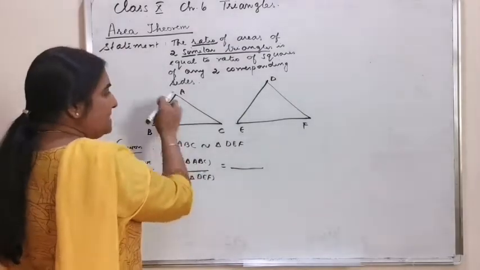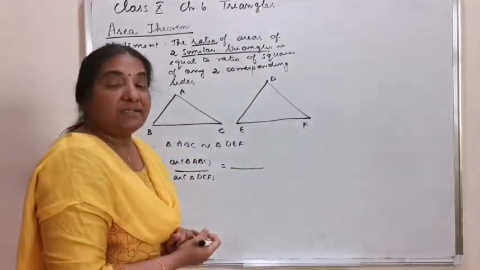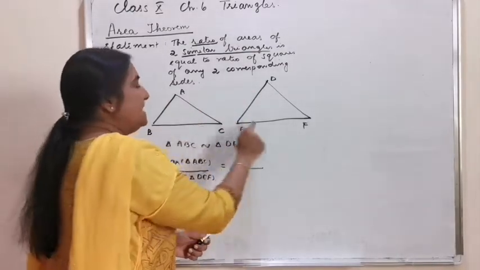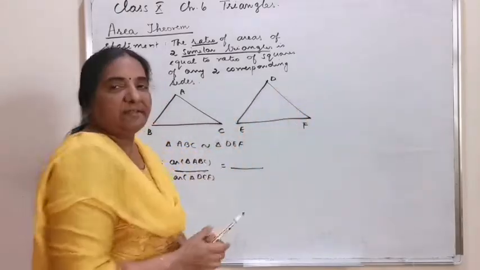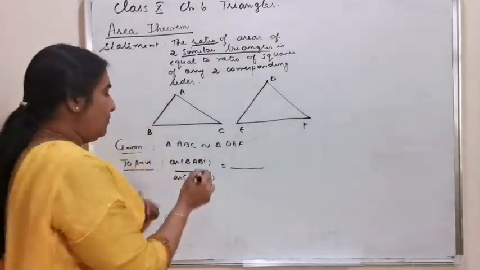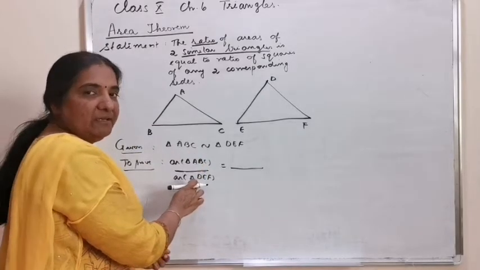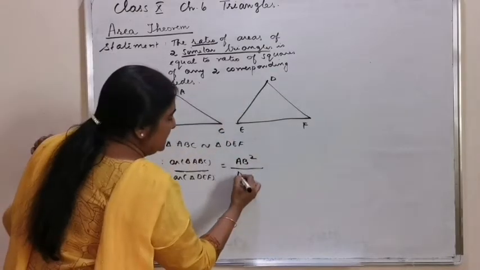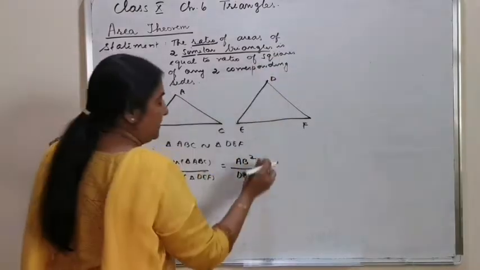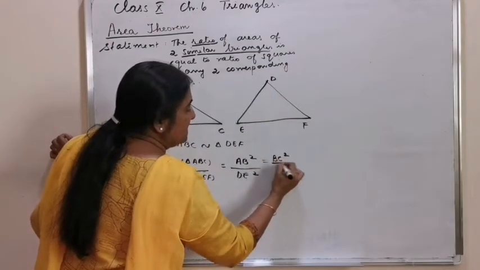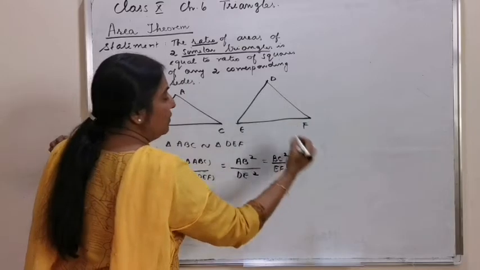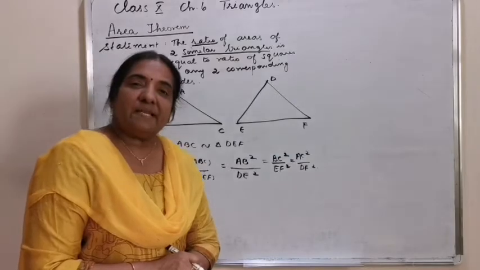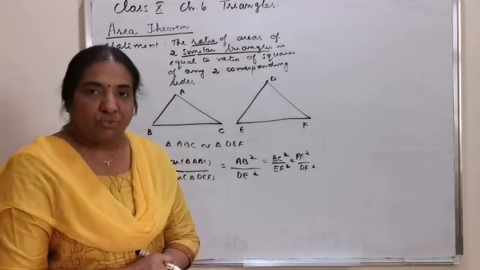If triangle ABC is similar to triangle DEF, which are the corresponding sides? AB and DE, BC and EF, AC and DF are the corresponding sides. So what is to prove is area of triangle ABC by area of triangle DEF is either AB square by DE square, or BC square by EF square, or AC square by DF square. So from the statement we could write the given and to prove.